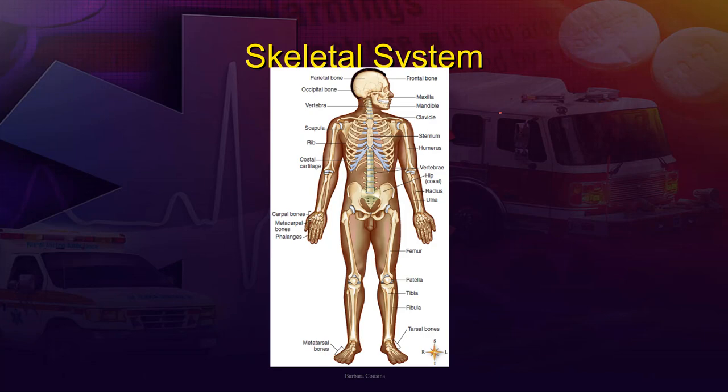The skeletal system would then be responsible for protection. For instance, the ribs protect our thoracic organs. It will be responsible for movement, and it will store a few key components to life.